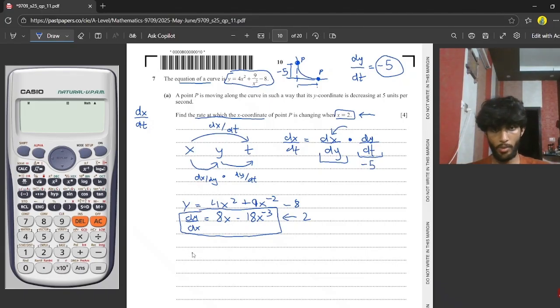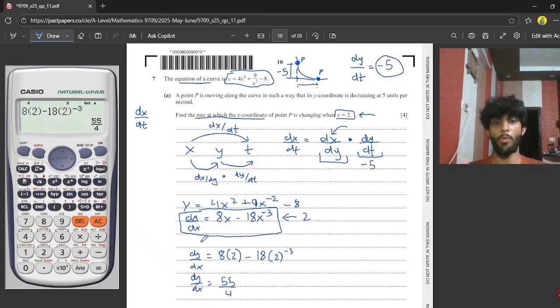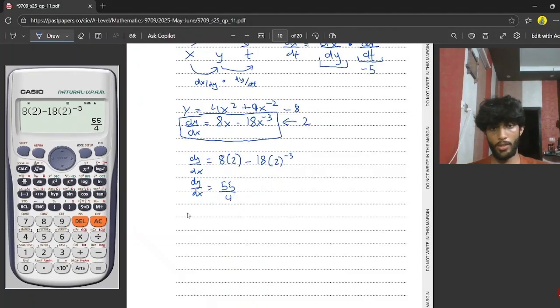So this is just going to be dy by dx at this condition x equals 2. It's going to be 8 times 2, minus 18 times 2 raised to the power negative 3. And this is 55 over 4. So dy by dx is 55 over 4. Now remember, we do not want dy by dx, we want dx by dy. So dx by dy is just going to be the reciprocal of this, and so we'll get 4 over 55.